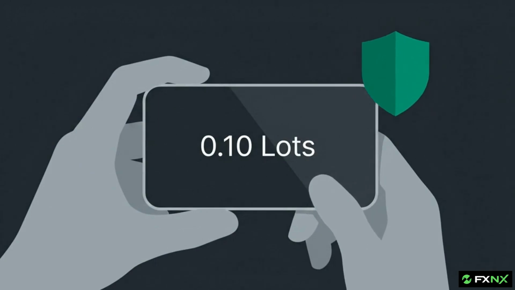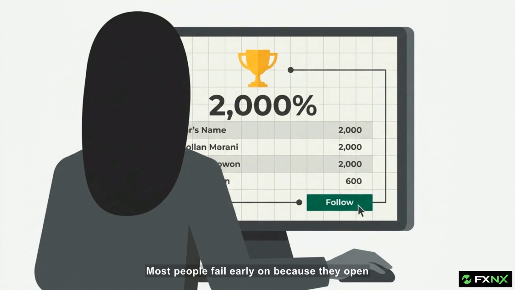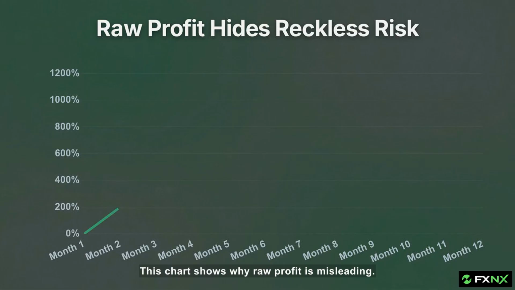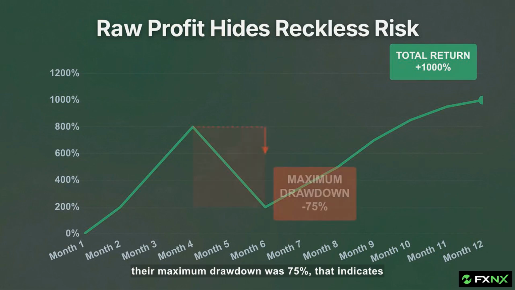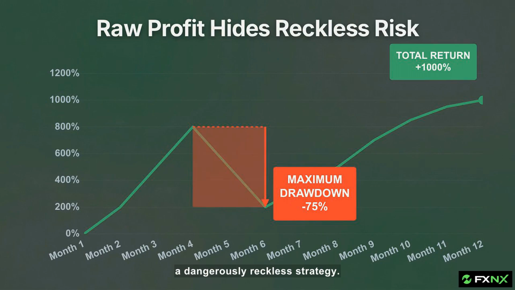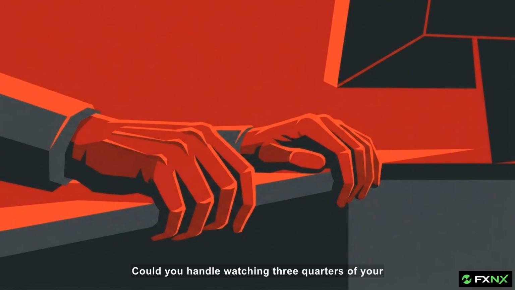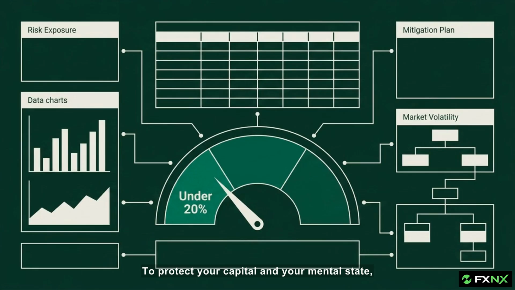Most people fail early on because they open a broker's leaderboard, sort by the highest all-time return, and blindly follow whoever sits at the top. This chart shows why raw profit is misleading. If a trader boasts a massive return, but their maximum drawdown was 75%, that indicates a dangerously reckless strategy. Could you handle watching 3/4 of your money vanish in a single afternoon? To protect your capital and your mental state, you should prioritize traders who maintain a maximum drawdown firmly under 20%.